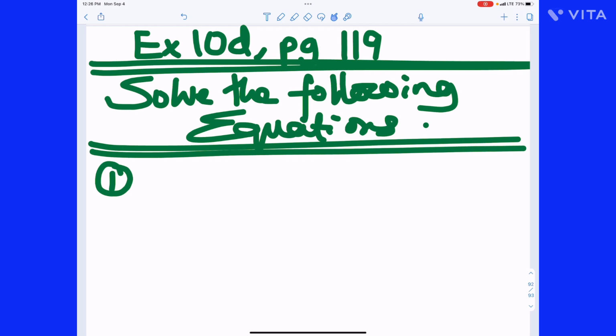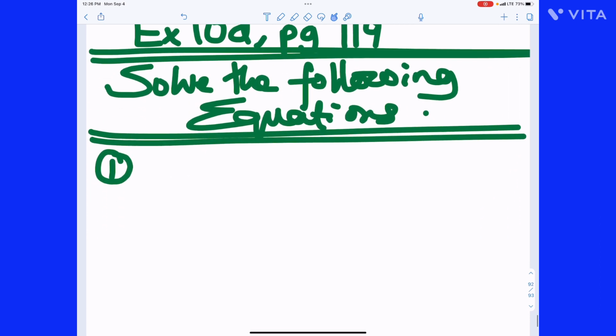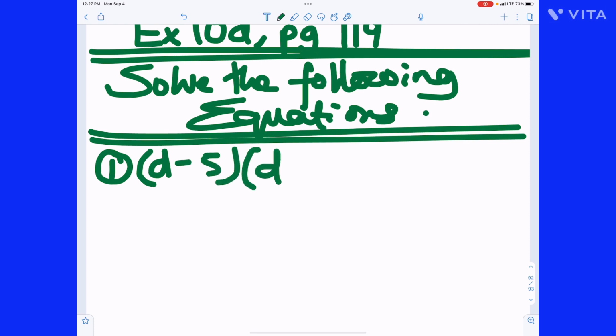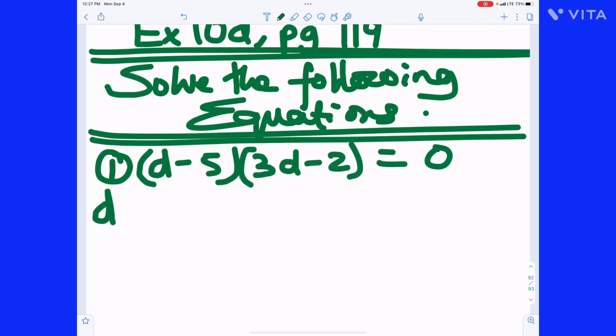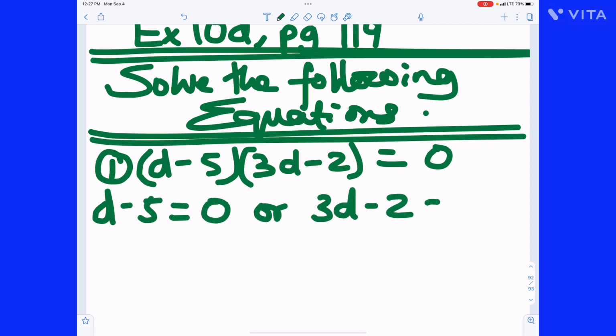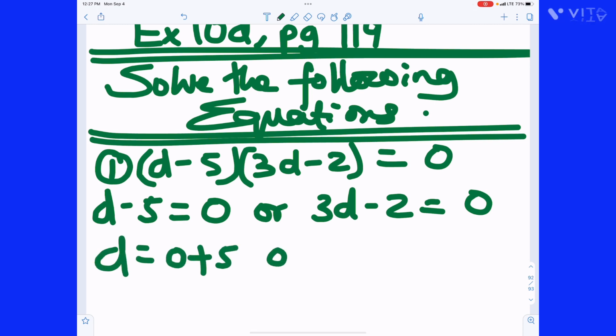First question. Open bracket D minus 5, times open bracket 3D minus 2, equals 0. Open your eyes very well. You are supposed to separate it. D minus 5 is 0 or 3D minus 2 is 0. You should be writing. So D is 0 plus 5 or 3D is 0 plus 2.